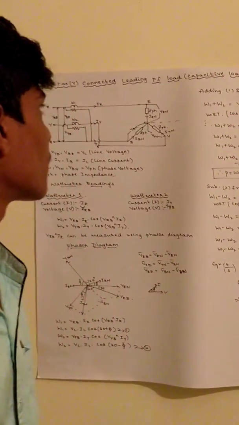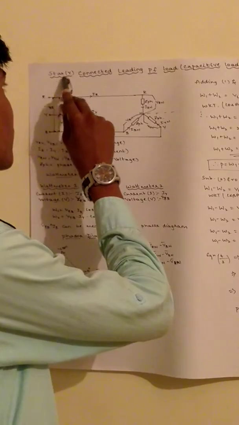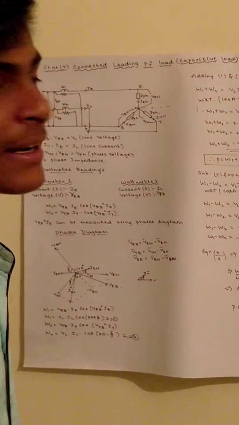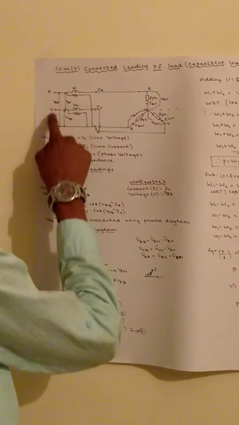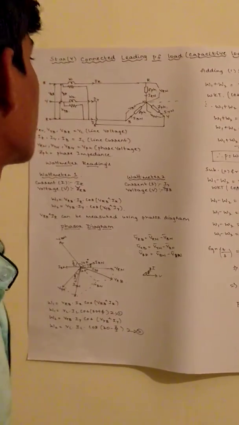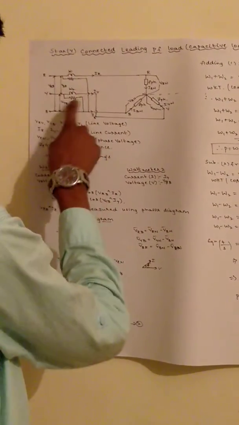Friends, now let us discuss the measurement of three-phase power using the two wattmeter method in a star-connected leading power factor, that is, a capacitive load. Consider the capacitive load connected across the three phases, R phase, Y phase, B phase. Let wattmeter 1 be connected across the R phase and wattmeter 2 connected across the Y phase.